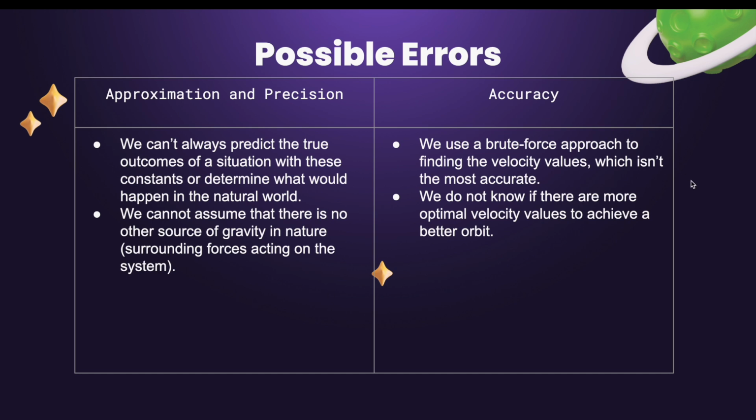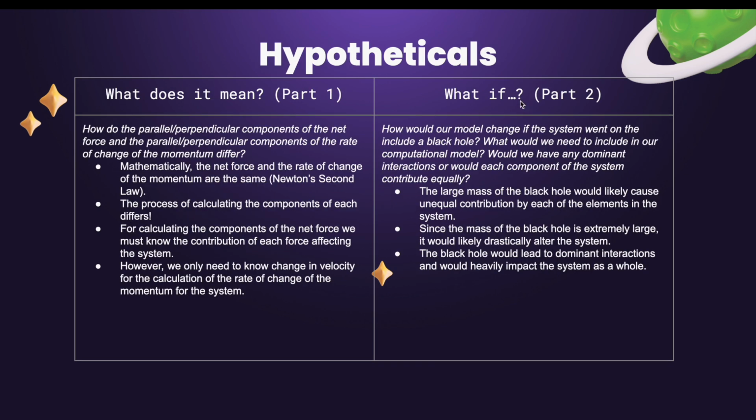Number two is accuracy. We used a brute force approach to find the velocity values, which we don't necessarily know is the most optimal method to achieve the best orbit. And now we'll address some hypotheticals.